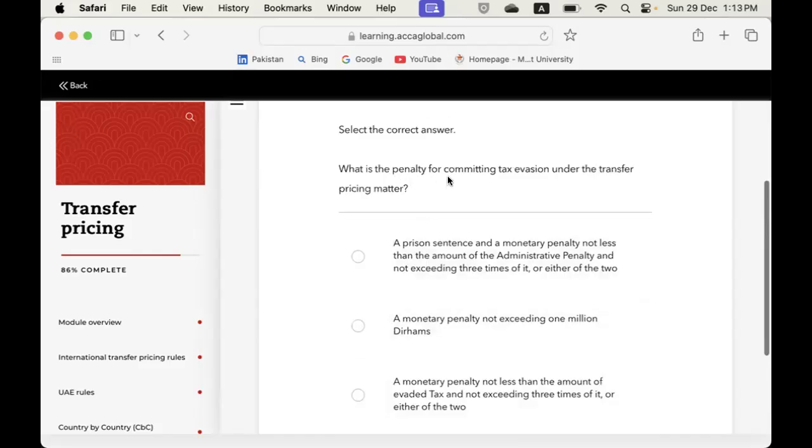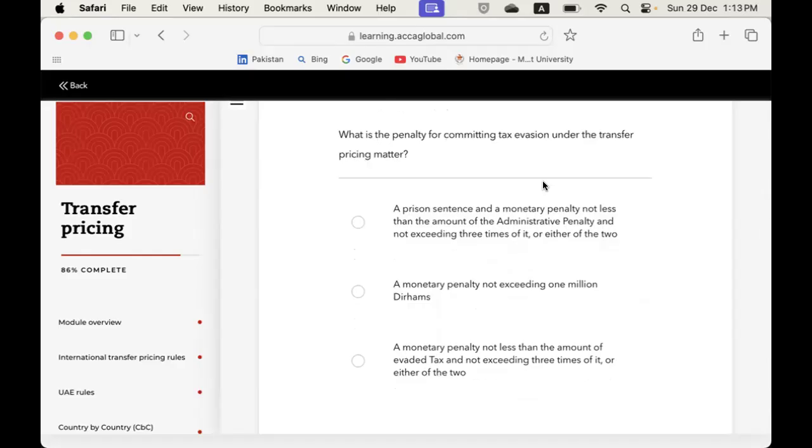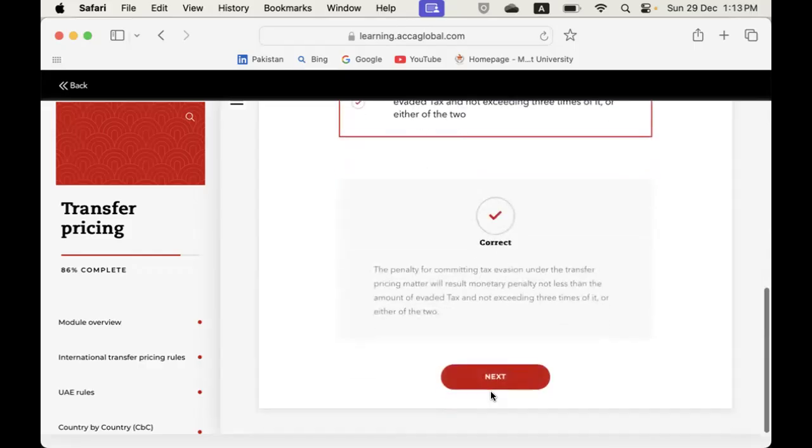Hold on a second. What is the penalty for committing tax evasion under the transfer pricing matter? Tax evasion. Guys, what do you think? Which one should be selected? The first one. A prison sentence and a monetary penalty not less than the amount of the administrative penalty. No, no, no. This is administrative penalty. You remember, Kalima? There was one case where the administrative penalty was also not. No, I think this is the correct one. Monetary penalty not less than the amount of evaded tax, and let's see. Yeah.